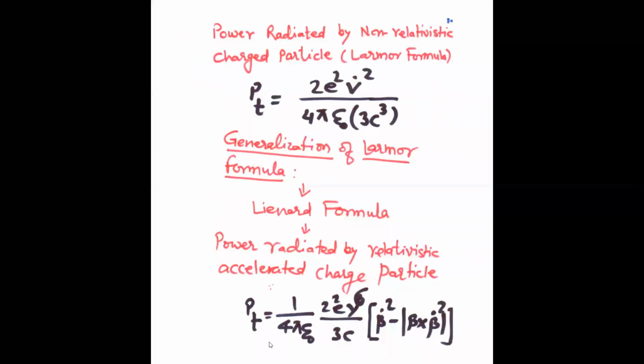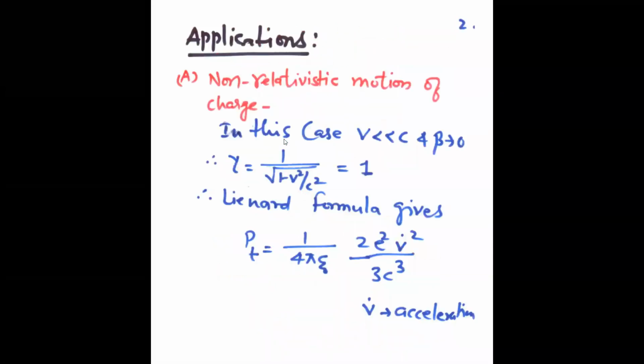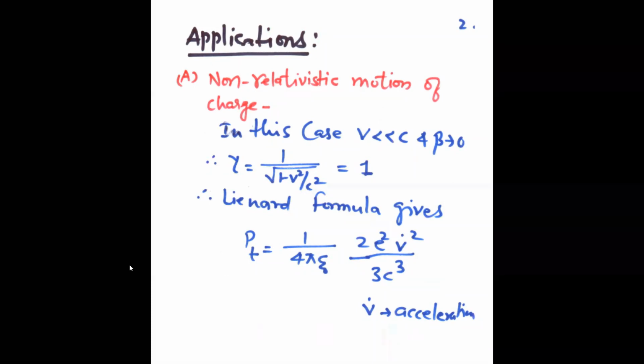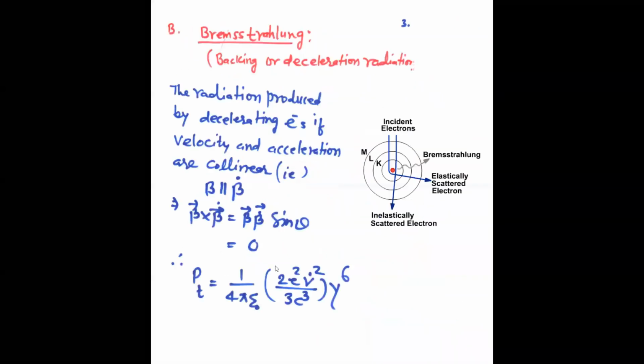So in the non-relativistic case, the Liénard formula reduces into the Larmor formula. This is the first application: the expression of power radiated by a relativistic accelerated charged particle, that is the Liénard formula, can be reduced in the non-relativistic limit to get the Larmor formula. So this is the Larmor formula.